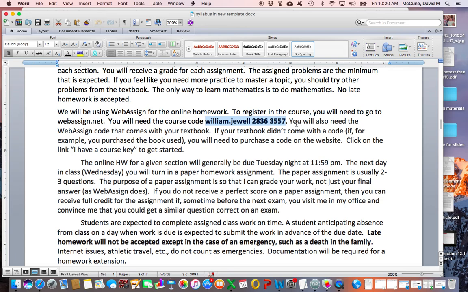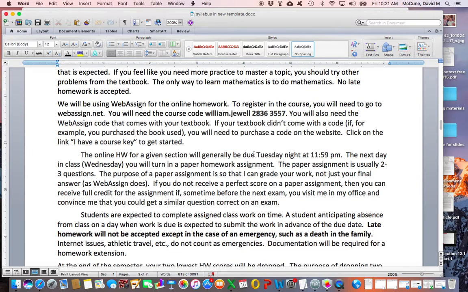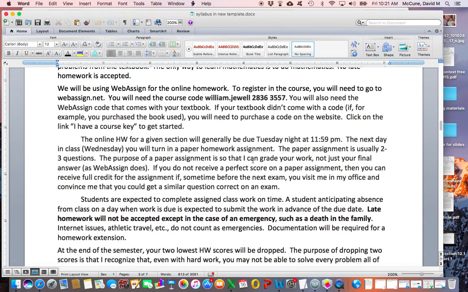Beyond that, though, WebAssign is a very sophisticated system. It costs money to run, so it costs money to access. You will need a second code that you purchase that's specific to you. That code comes with your textbook if you buy a new textbook, or you can just buy the code separately. I might suggest buying the code separately because it's far cheaper to do that, and then you get an ebook inside of the system. So you don't necessarily need a physical book. Okay, online homework is due every Tuesday night at midnight.